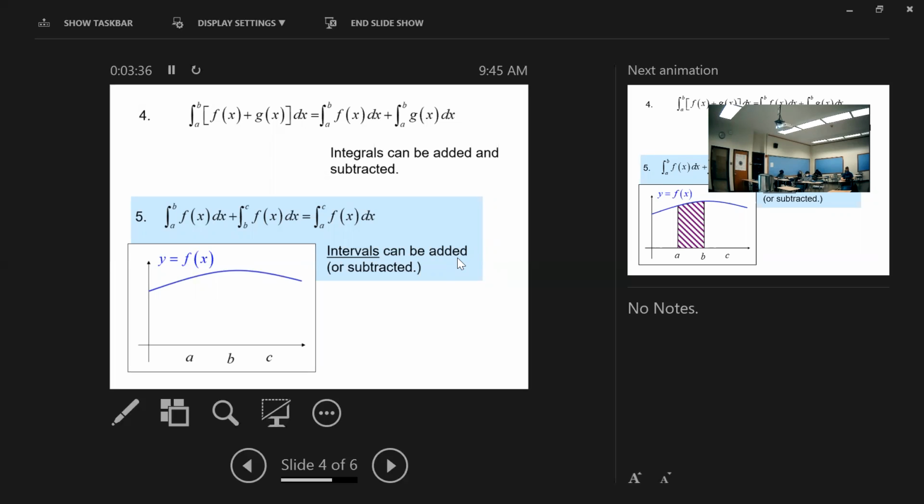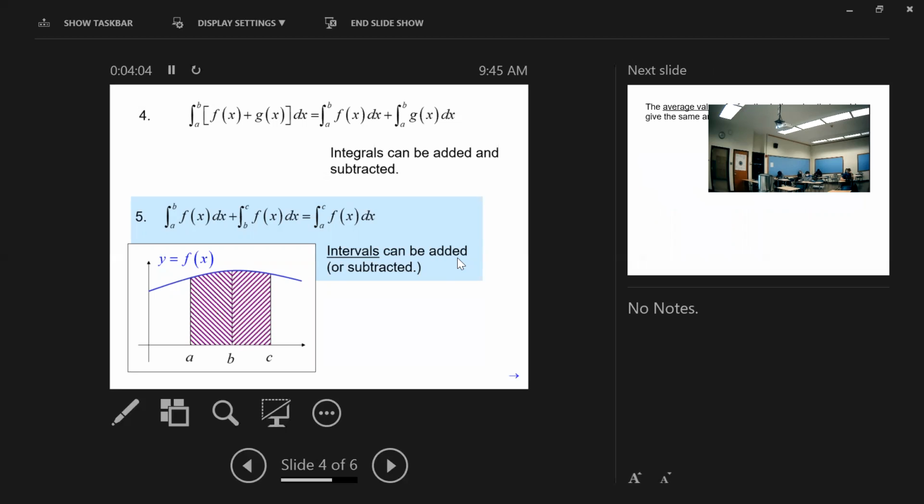So here is why it works. There's the area from A to B. Make sense? This thing that's shaded is saying, go from the lower limit A to B and multiply the height times the width. You get that area. Now you're going to go from B to C. That's the same thing as you just went from A to C.